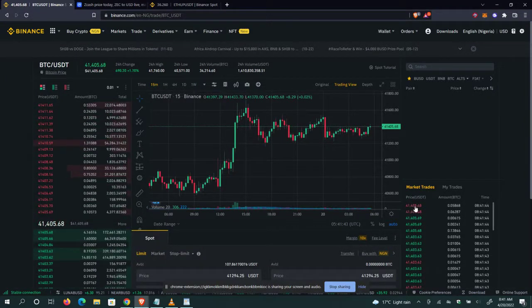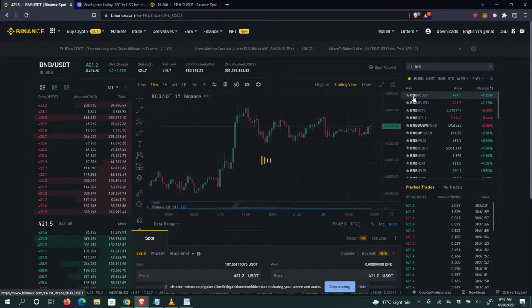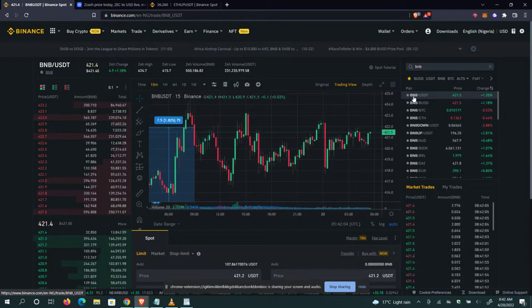This is where you see the market trades. Now, this is how it's been carried out. The green are people who have bought, the red are people who have sold. So that is just how it works typically. So let's say I want to use BNB, not BTC, as my example here. So now this is a BNB chart and how it looks.